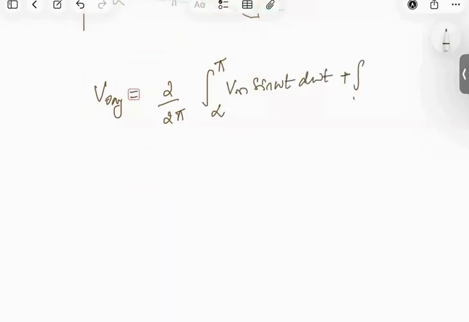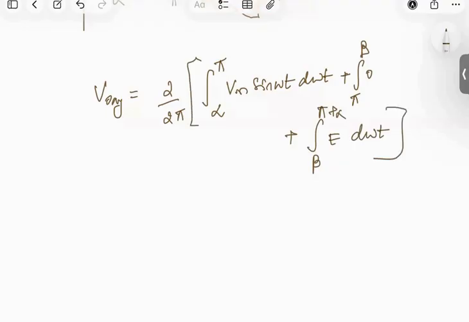V0 average will be equal to 2 by 2 pi integration. We can split the integration, since the output voltage waveform is equal to Vm sin omega t from alpha to pi, then it is equal to 0 from pi to beta, and then it is equal to E from beta to pi plus alpha. So we can split the integration into 3 intervals.